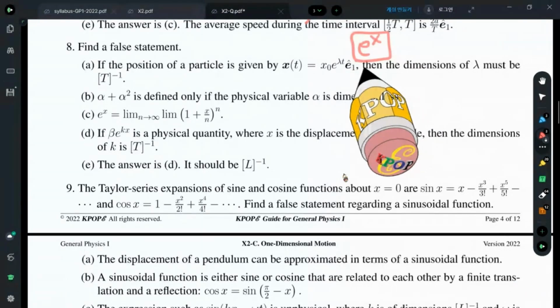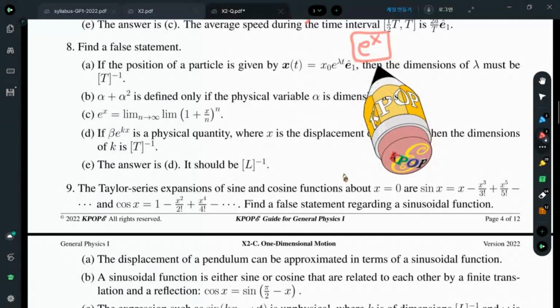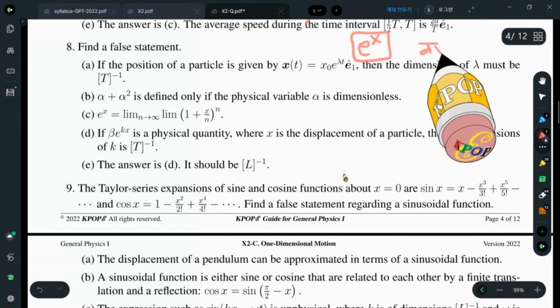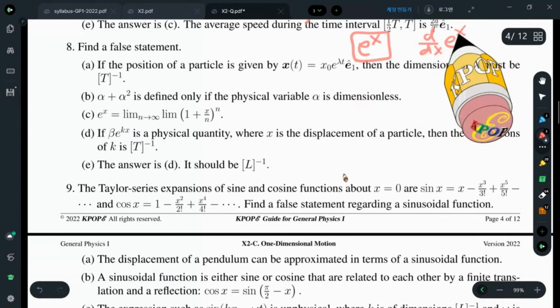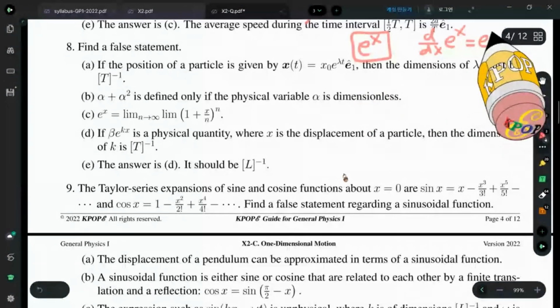Can you hear me? Yes. You know exponential function, right? Yes. You know how to take the derivative. You know the answer? Yes.